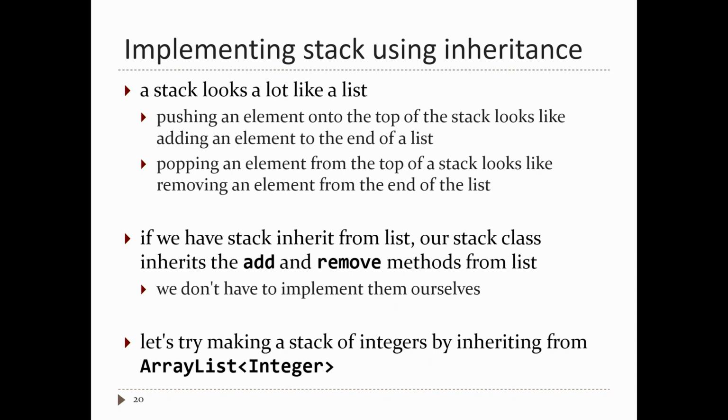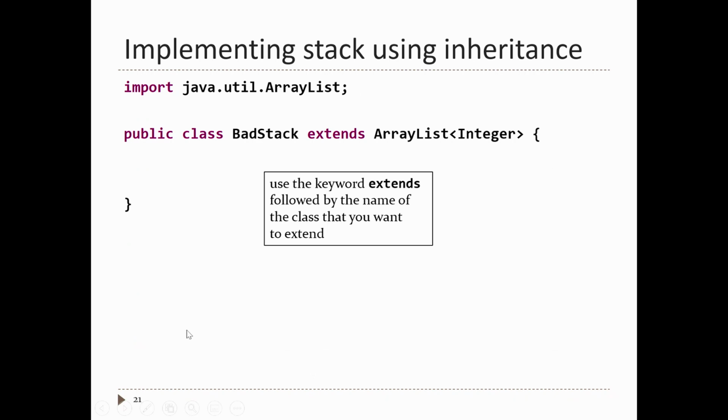I want to be able to add to the end of a list when I push an element onto the stack. When I pop an element, I want to remove from the end of the list. So I can make a stack of integers by inheriting from ArrayList<Integer>. In other words, I can write this. This is what inheritance looks like in Java.